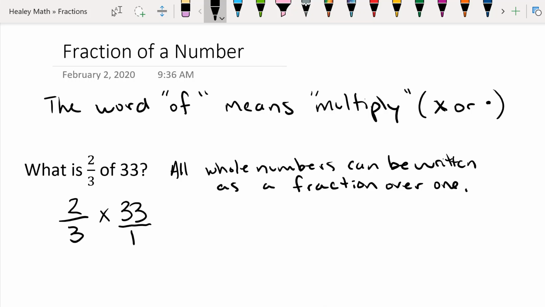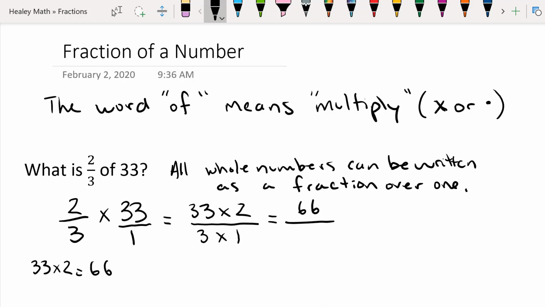And when we multiply fractions, we multiply the numerators first: 33 times 2. And then we multiply the denominators: 3 times 1. 33 times 2 is 66. We have 66 over 3 times 1. Well, that's 3.